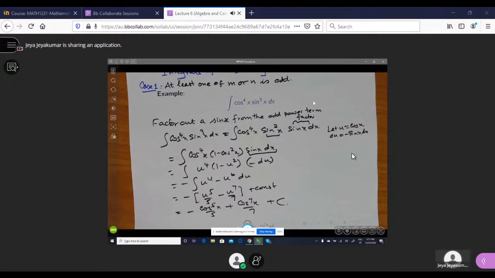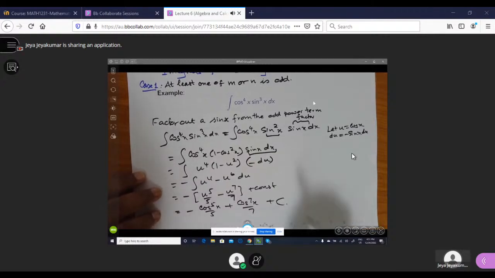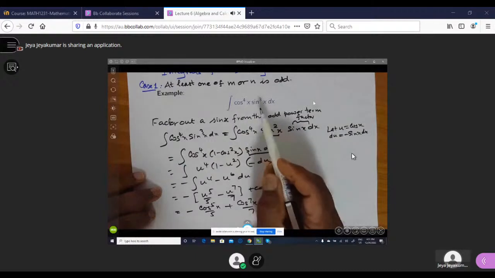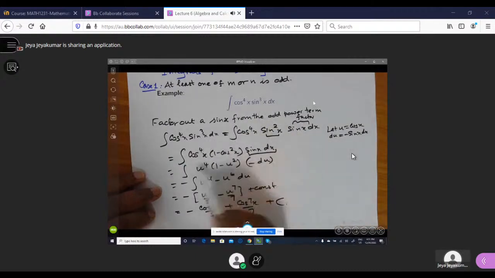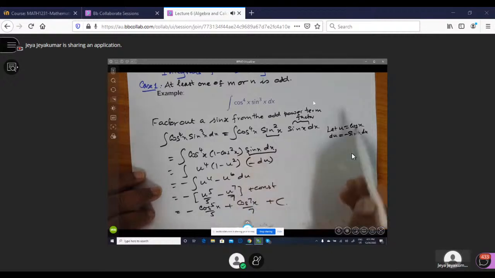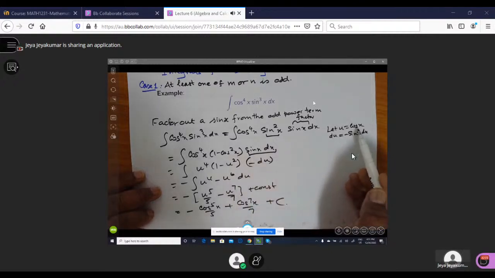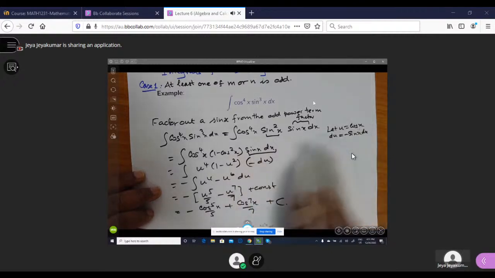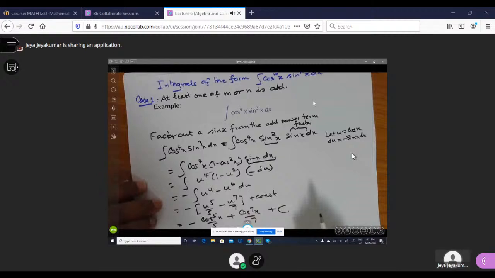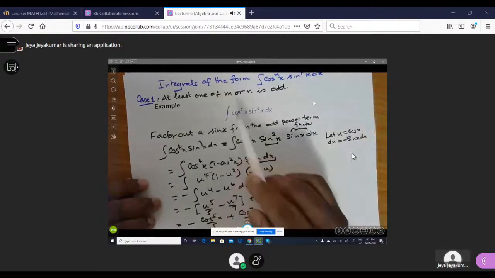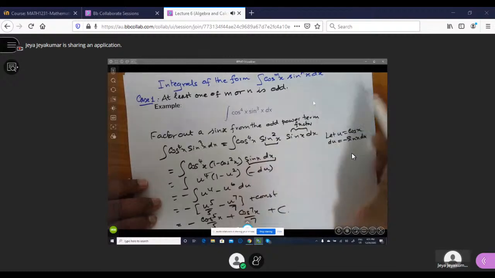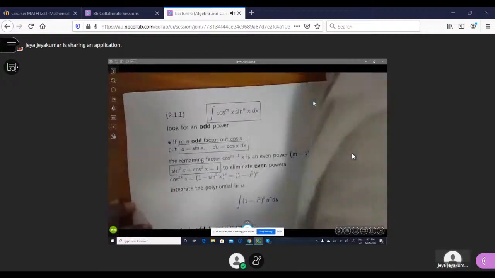So this idea, you substitute for u, you've got to simplify into getting this form. If you use a substitution u equals cosine x, then you're going to try and write everything in terms of cosine x to do that. Okay, so this idea will work in general if you have one of m or n odd. That is actually given in the next slide as a general formula.